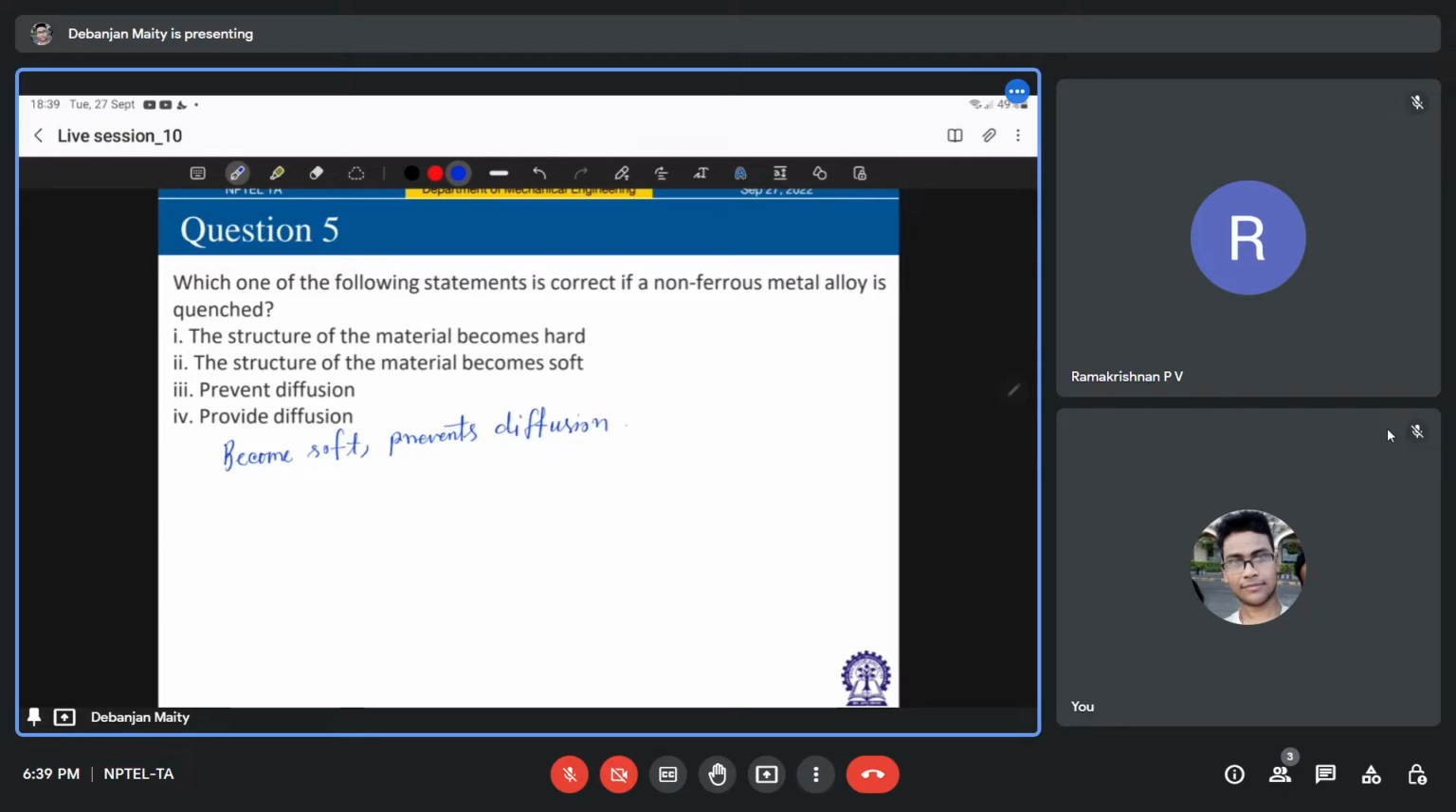Let us repeat it again. In case of a non-ferrous alloy, if the alloy is quenched, it produces a supersaturated solid solution initially. In this state, the material is soft for sure, for a non-ferrous metal alloy like aluminum, copper, or lead tin. However, if a ferrous alloy is quenched, it creates the martensite structure because of the rapid quenching, and in this state the material is very hard. And quenching of a non-ferrous alloy prevents diffusion.